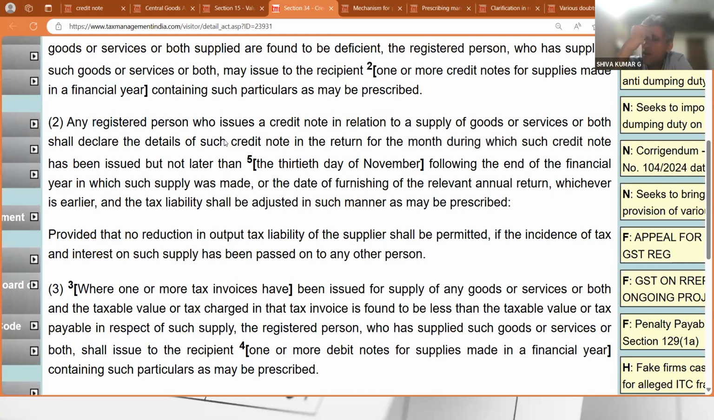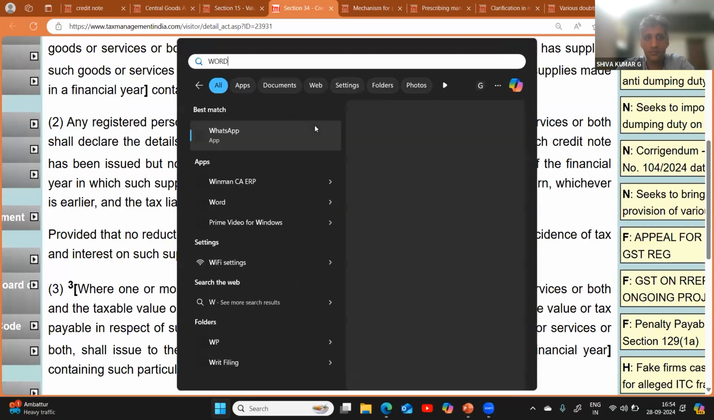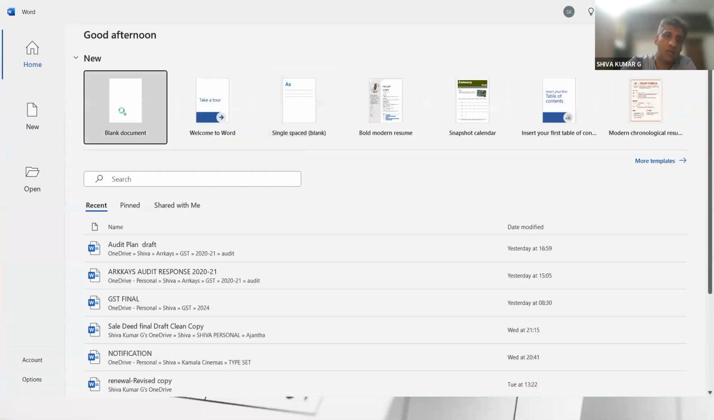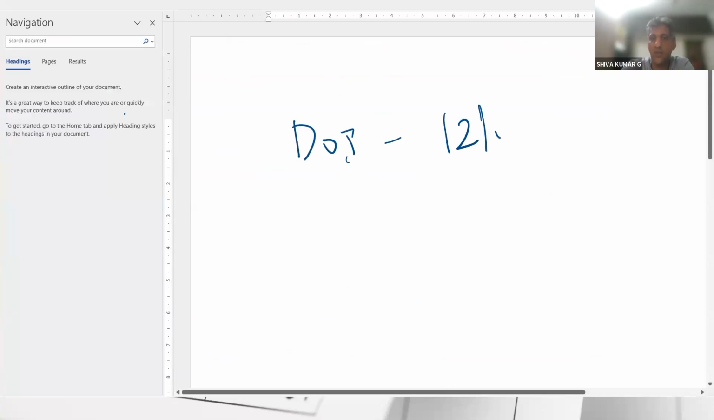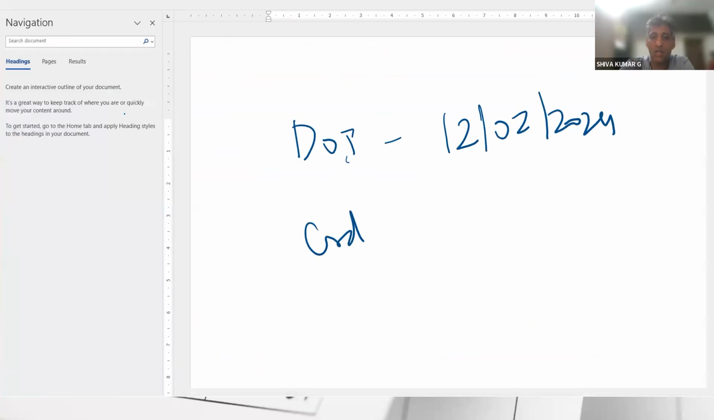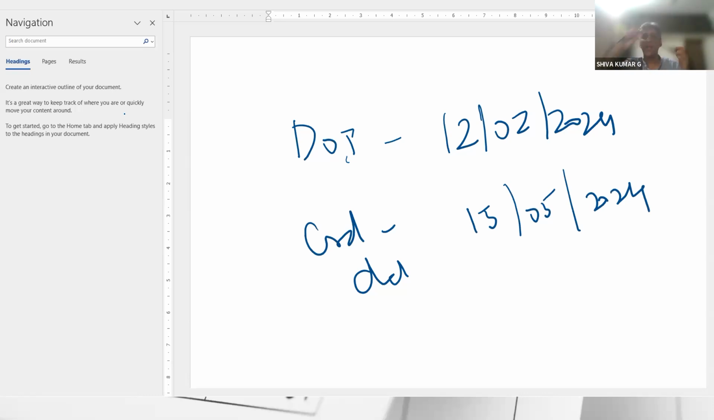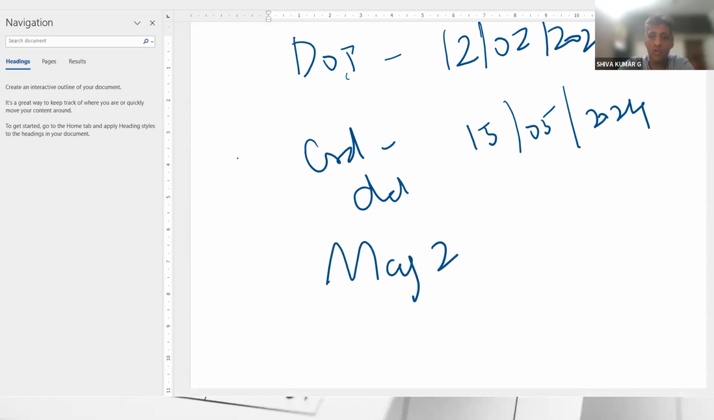Yes, sir. So what I'm saying is, let's take a scenario. I have issued a sales invoice in February 2024. Let's say my date of invoice is 12th February 2024. I issue a credit note dated 15th May 2024. Now the credit note is well within time. But the more important thing is, when am I declaring this credit note? Ideally, I will be declaring this credit note in the May 2024 GSTR-1, and the return I will file on 11th June. This is a normal scenario.